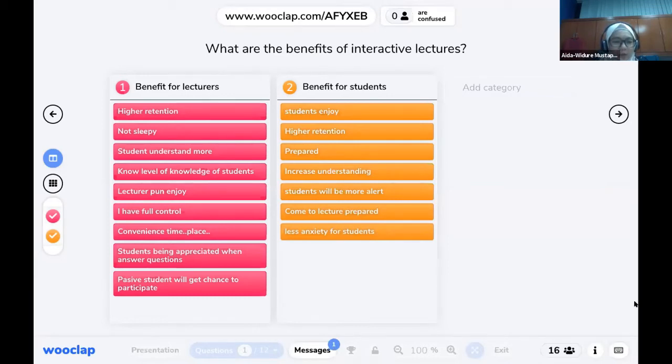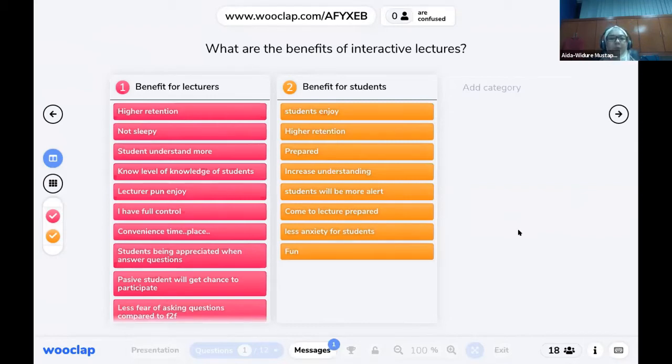Especially, students will get a chance to participate, yes. So nobody will feel left out, except of course if you don't have a handphone. But nowadays, all the digital natives would have a handphone. And yes, the important thing is not sleepy, especially for students. I find that's one of the main problems, because as teenagers or young adults, they need more sleep than us. So yeah, they will just sleep anytime. Less fear of asking questions compared to face to face. That is so true. Yes, I agree.